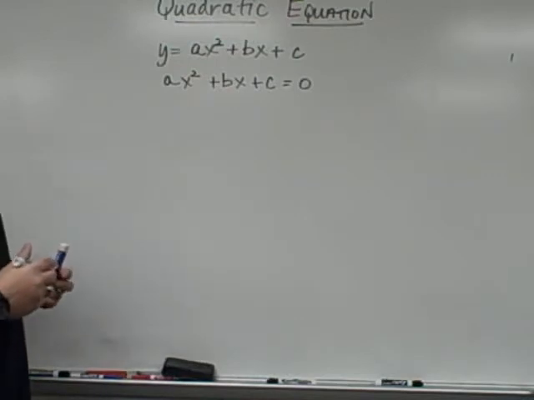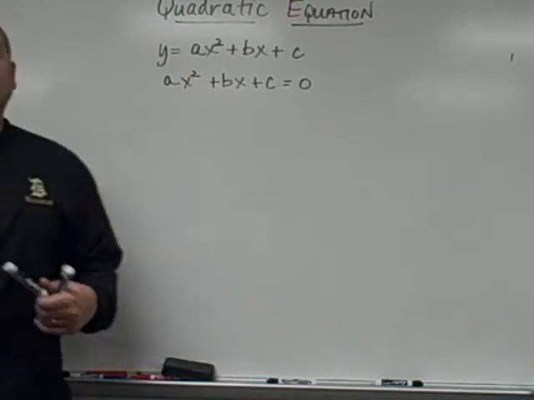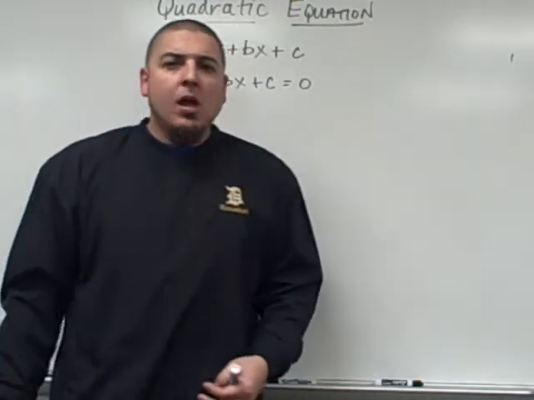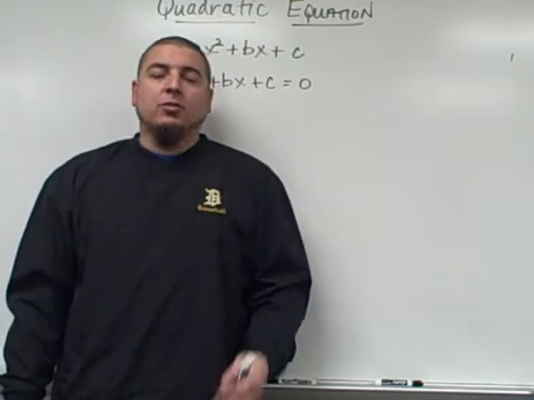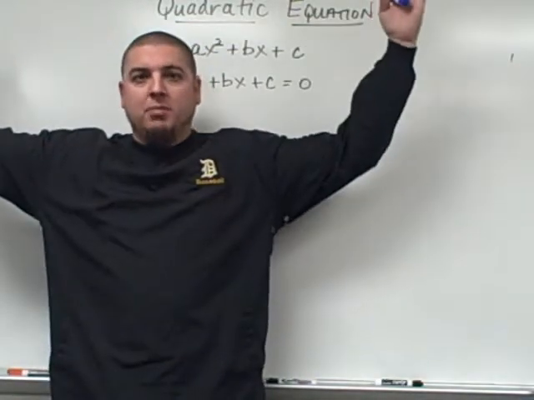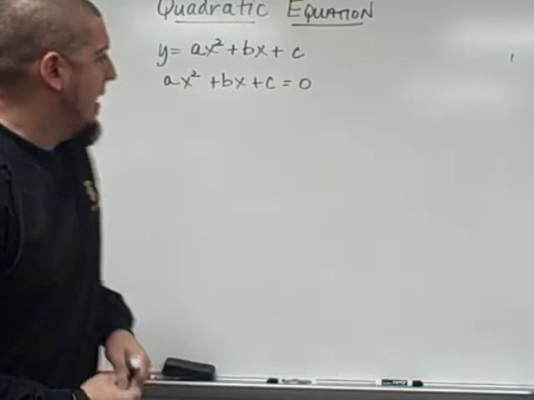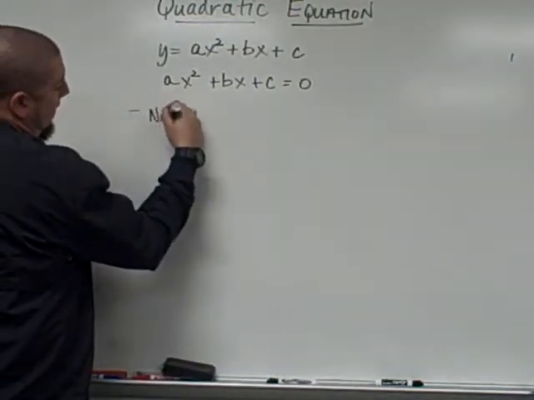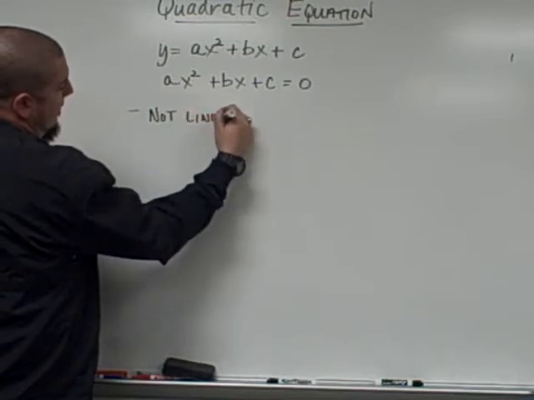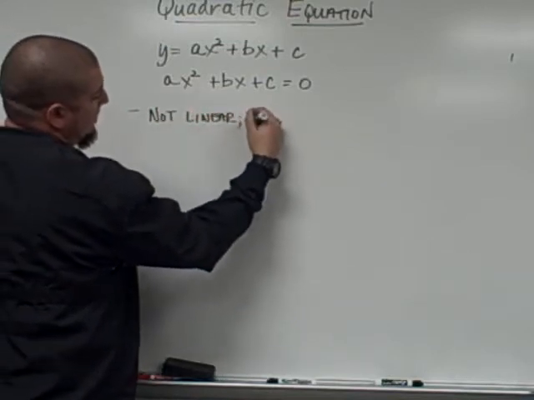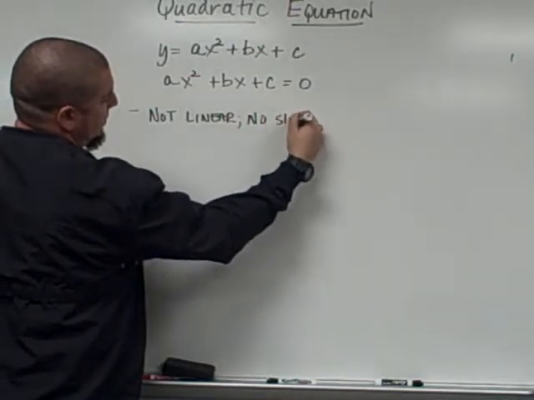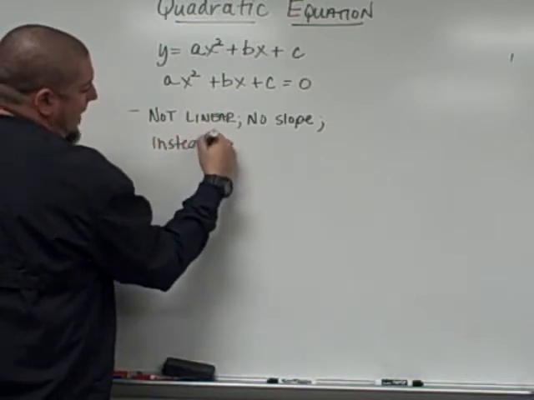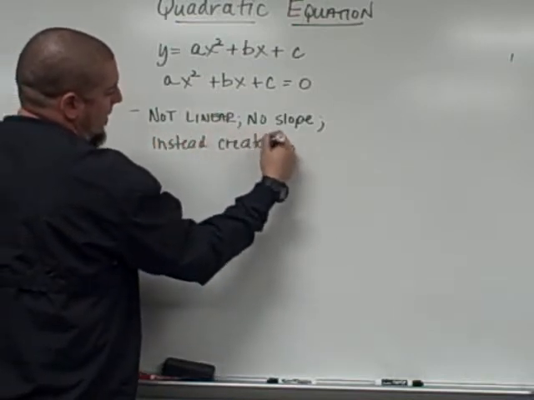Now, there's a lot of things you need to understand about the quadratic equation. Some of the things we've already talked about. If you remember, when we did our function aerobics, we said the quadratic equation made a U-shaped graph or a parabola. So I'm going to write that down. They are not linear, so they don't have a slope. Instead, they create parabolas.